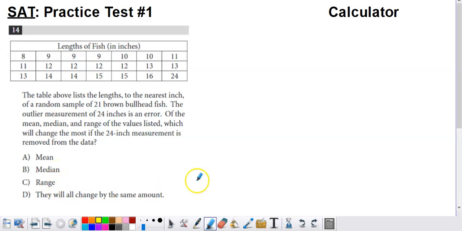How about the range? So the range of a data set is the high value minus the low value. If I do the range calculation with the 24 in there, 24 minus 8 gives me what, 16? But if I remove this value and I take my new range to be this as the high value minus 8 as the low value, I get a range of 8. So which of these changes the most? It should hopefully be obvious by going through the little calculations that we just discussed that it's definitely going to be the range.